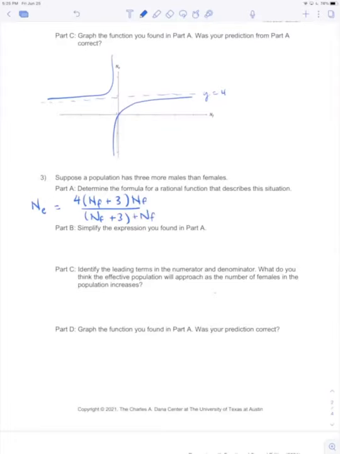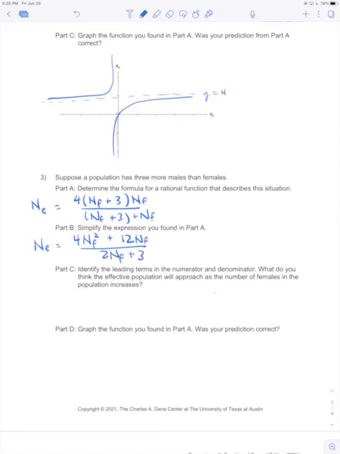There we go. Part B wants us to simplify the expression that we just wrote. So why don't we write this as 4 times that, we get 4 n sub f squared plus 12 n sub f over 2 n sub f plus 3.